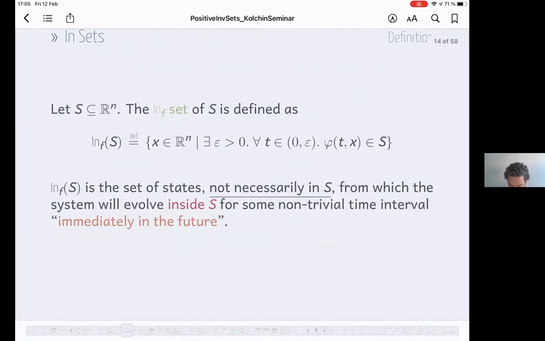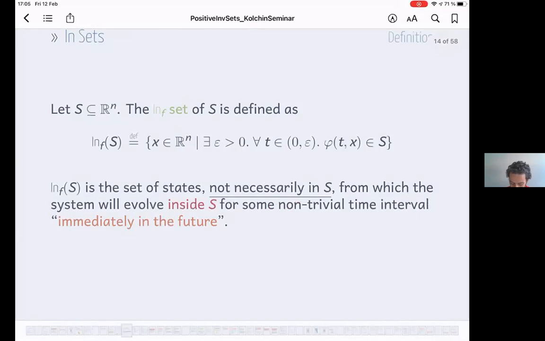Before characterizing positive invariant sets, I need one construction, at least for this first characterization, that I'm going to use heavily afterwards. So it's important to understand what this operator is doing. You can think of it as an operator over sets. It's called insets or inf. I'm going to use inf later on, just as it's written down here.